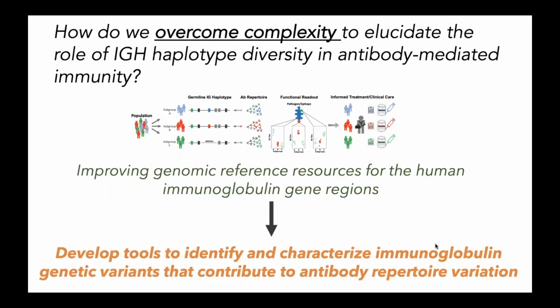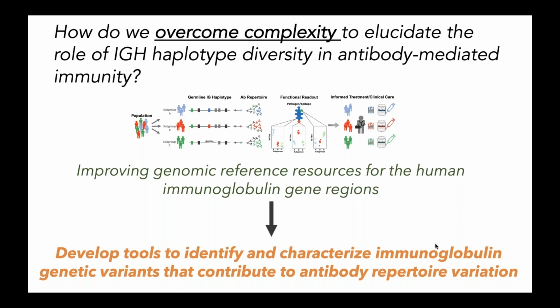And so those are just a couple of examples of the reasons that I would argue, and that my lab argues, there's a need for better genomic resources in this region. So the question is really, how do we do that? How do we overcome this complexity to basically end up in a world where we can do IGH haplotyping better?